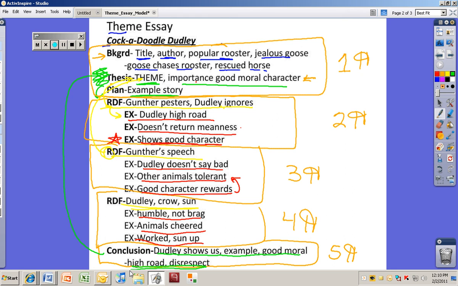All right. Talk about the conclusion paragraph, and then we're going to switch, and you're going to actually get to see my essay. Ready? Talk to your neighbor. Go.